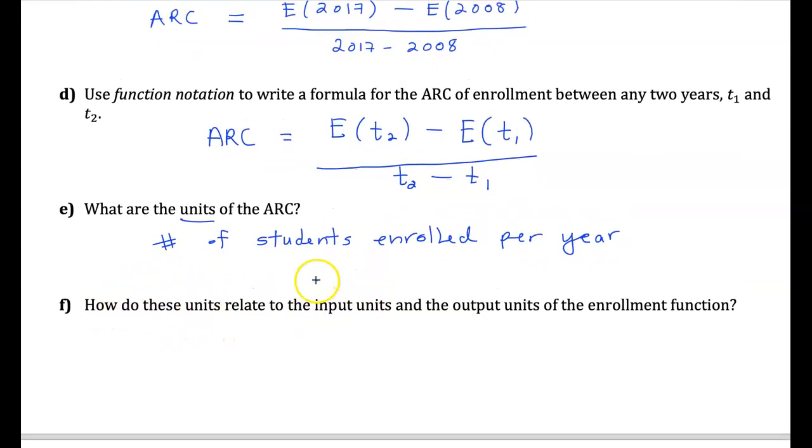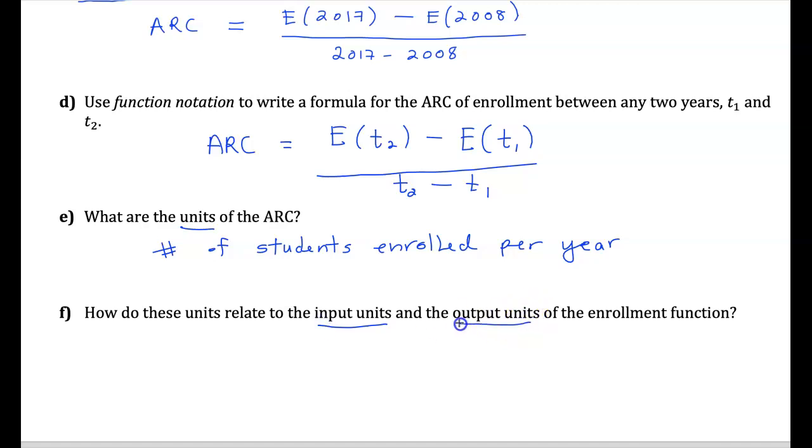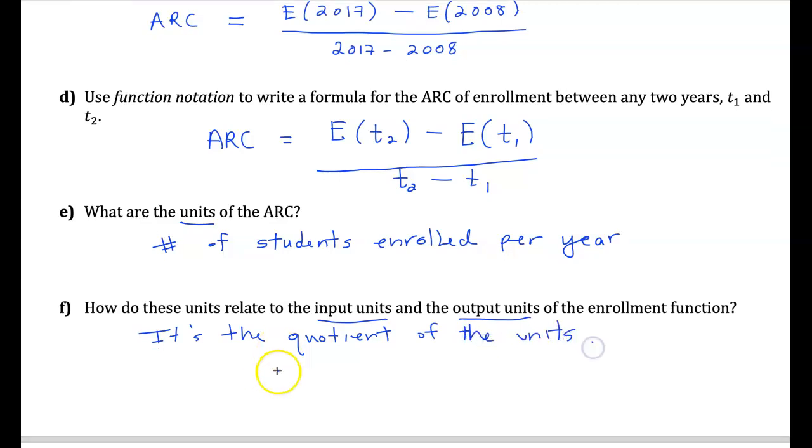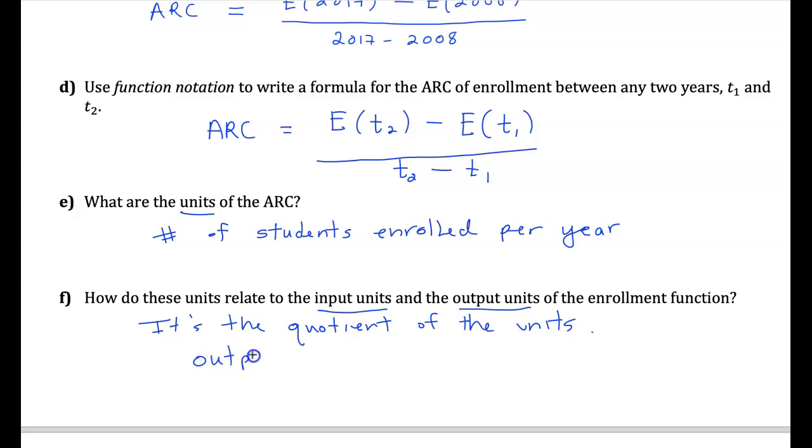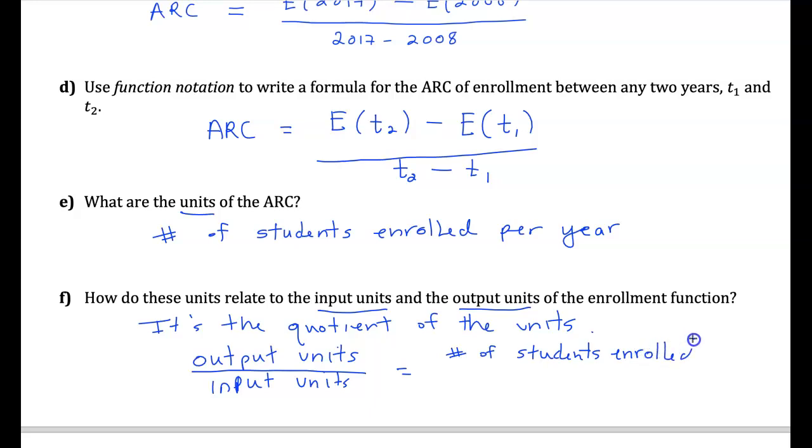How do these units relate to the input units, which was the time, the year, and the output units, which was the enrollment? Well, it's the quotient of those units. What do I mean by that? It's output units divided by input units. So that would be number of students enrolled over the year, or the time. Enrollment over time. All right, let's move on.